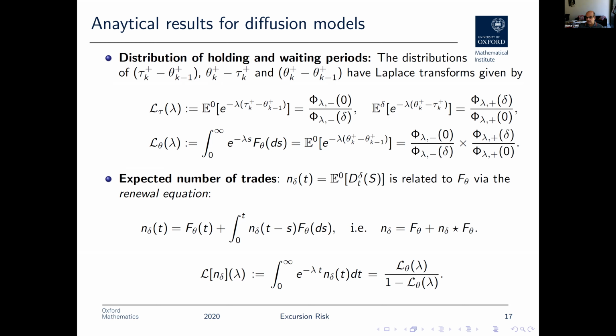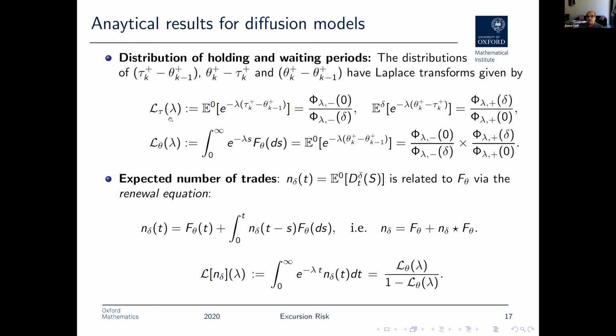As you can see, these correspond to heating times. The waiting period corresponds to the heating time of delta starting from 0. The holding period corresponds to the heating time of 0 starting from delta. And the total cycle is the sum of the two, which are independent because of the Markov property. So its Laplace transform is just the product of the first two. You can now calculate these in terms of the Wiener-Hopf factor.